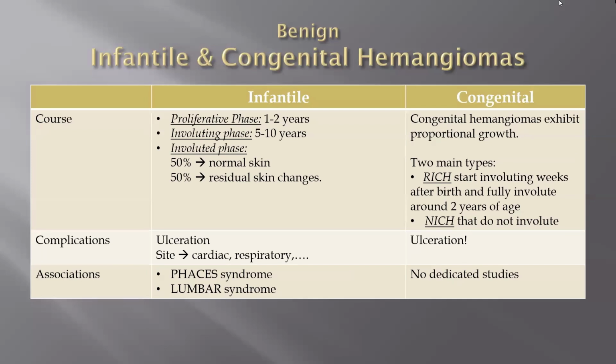In congenital hemangiomas, there is a proportional growth of the lesion, and we have 2 main types: the rapidly involuting congenital hemangioma, which starts involuting weeks after birth and is fully involuted around 2 years of age, and the non-involuting form that does not decrease in size with age. Both diseases carry the complication of cutaneous ulcerations. However, if infantile hemangioma is affecting internal organs like the heart or the respiratory system, there can be more serious complications. Infantile hemangiomas may be associated with PHACE syndrome or LUMBAR syndrome. However, we are not sure if congenital hemangiomas are associated with syndromes because of the rarity of the cases and no dedicated studies to tell us.